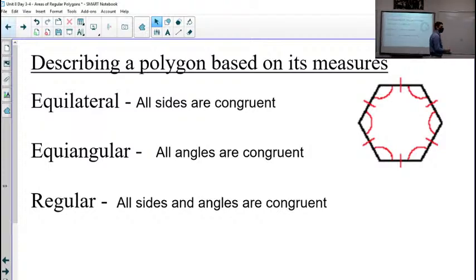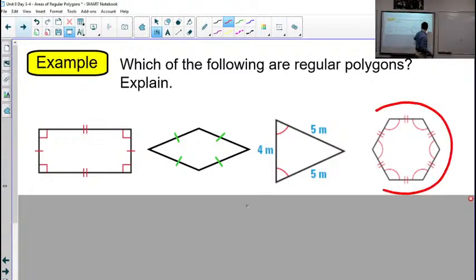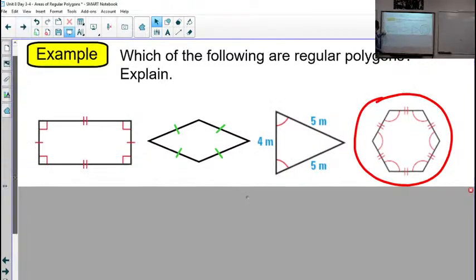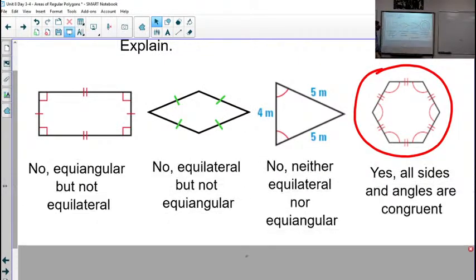So remember that for it to be a regular polygon, we should have all the sides the same and all the angles the same. So the one that is a regular polygon is this one. For the others, I'll just show this very quickly. You don't need to write all of this down. This one's equiangular, but not equilateral. Right? All 4 angles are all right angles, but the sides are not all the same.